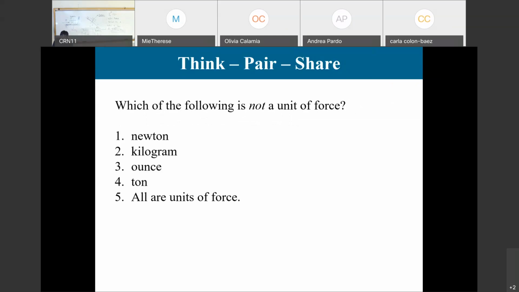Which of the following is not a unit of force? Ounce? Kilogram as well is not a force unit, and tons. The only one is Newton here. So kilogram, ounce, and ton are not units of force.